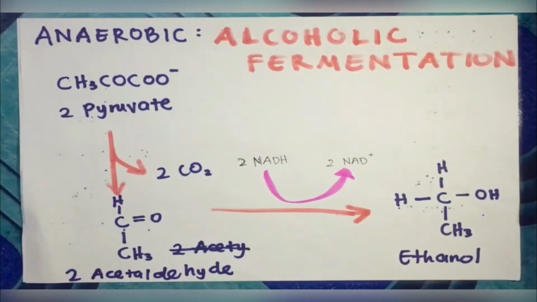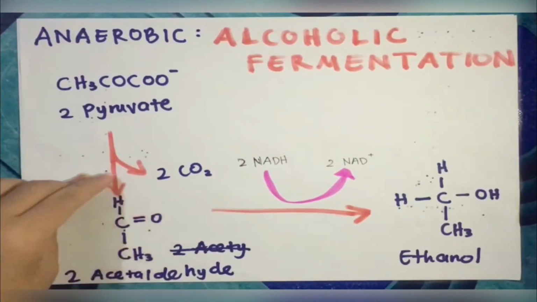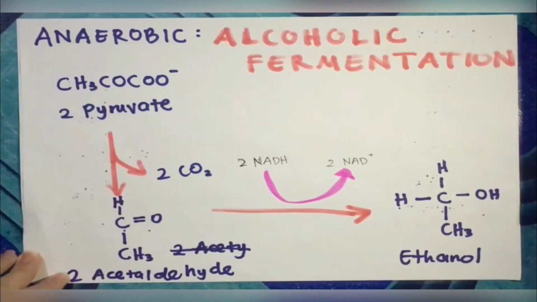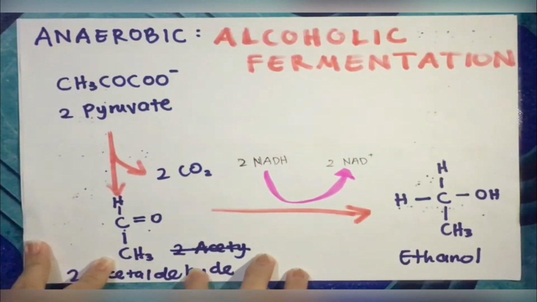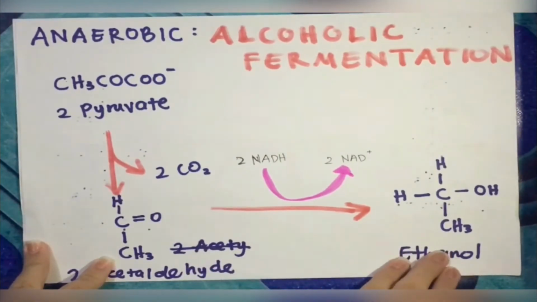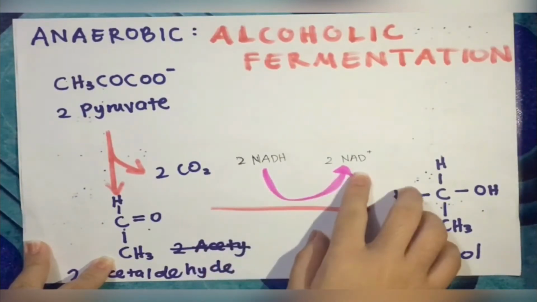In anaerobic alcoholic fermentation, the pyruvate loses carbon dioxide and forms acetaldehyde. And then acetaldehyde is converted to ethanol, whereby the NADH is oxidized to NAD+.